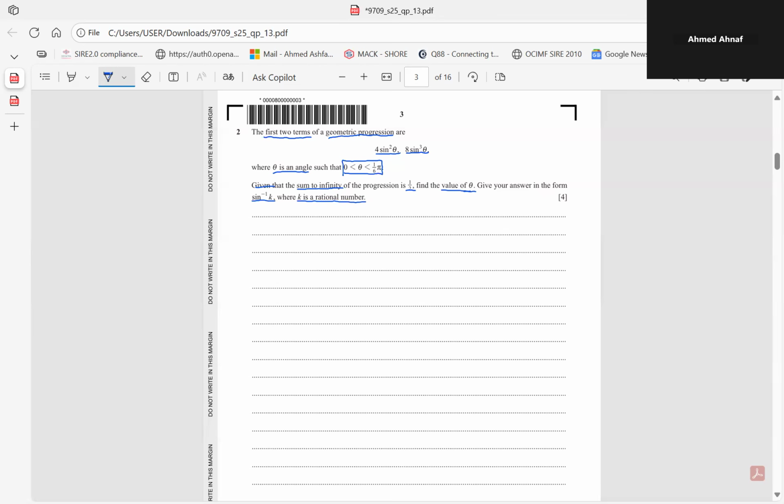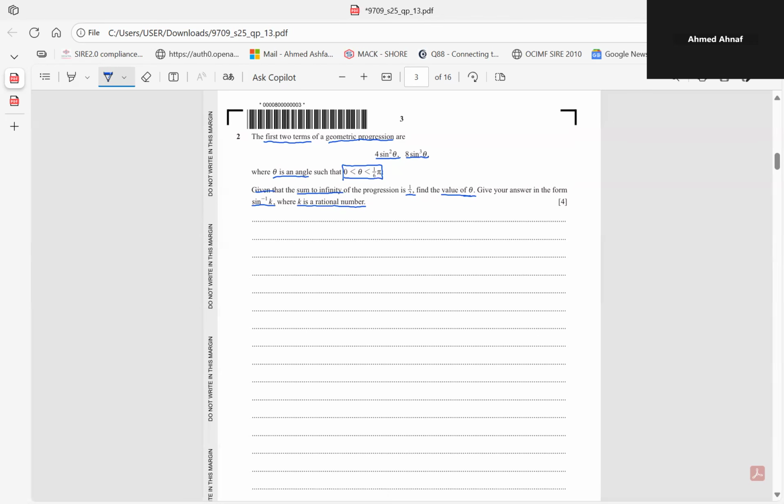Okay, so first of all, a geometric progression is like 1, 2, 4, 8, 16, and so on. As you can see, to get the next term, we have to multiply by 2. In this case, 2 is the common ratio. So this is a general idea of what a geometric progression is. In this case, let our first term be A.